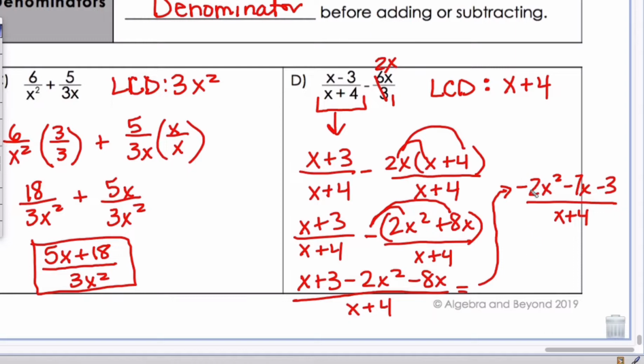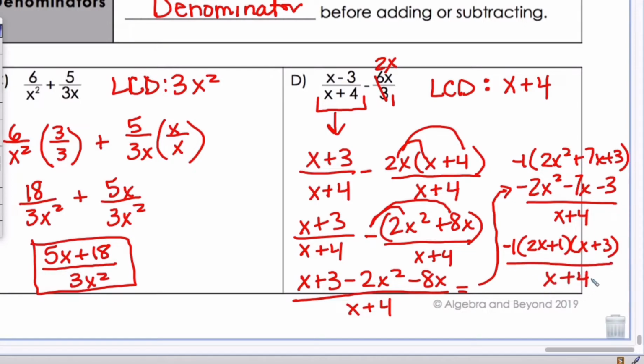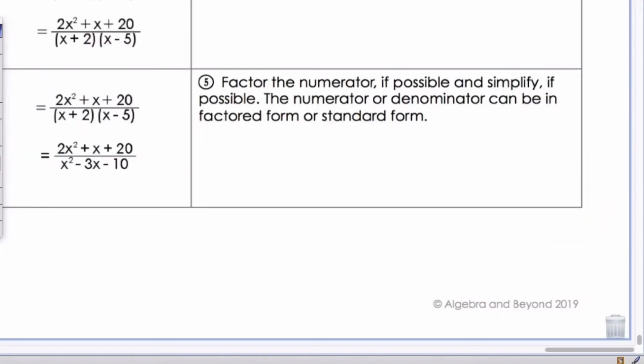Okay, I'm going to factor out a negative 1 and then factor from there, and I should get 2x plus 1 times x plus 3, right? Because I would change this to be negative 1 times 2x squared plus 7x plus 3, and then I could factor this, and then I have it over x plus 4. Okay, I see that nothing can factor out, but sometimes you might want to double check in case the numerator changed and you can simplify further. So it's good practice to factor the numerator and then compare it to the denominator to see if anything simplifies. Okay, let's go to the next page.